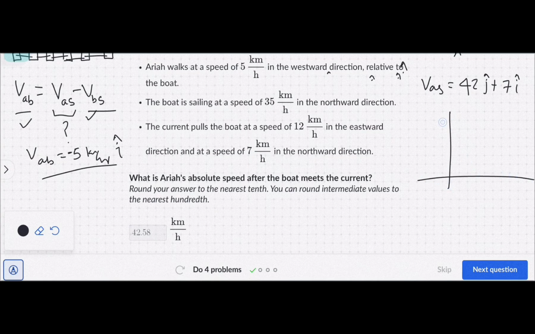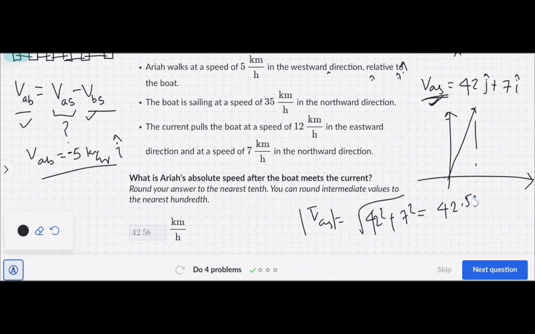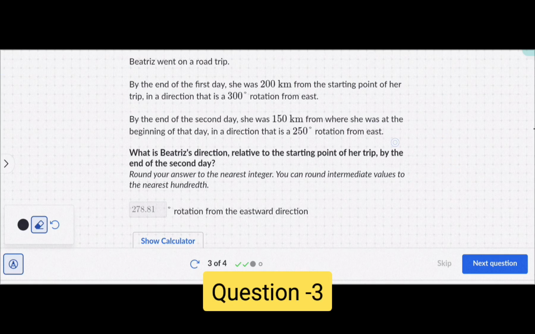This is the net velocity of Arya with respect to sea after the current meets the boat. So this is nothing but 7 i cap and like this. What is the magnitude according to Pythagoras theorem? Square root of 42 square plus 7 square. It is approximately 5.8. This is the answer. So let's see the next problem.